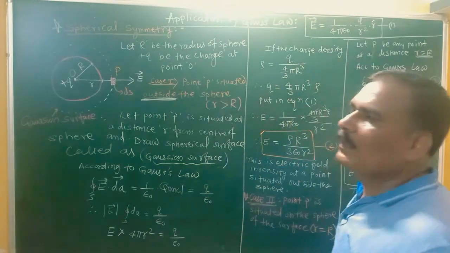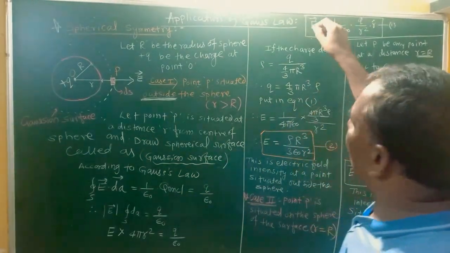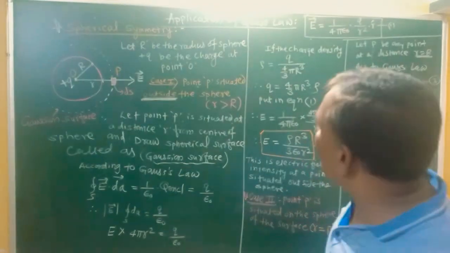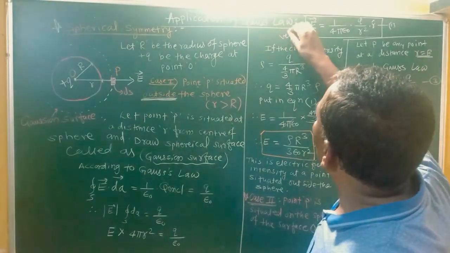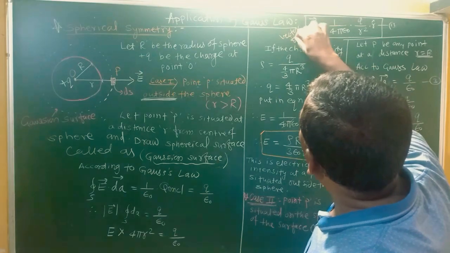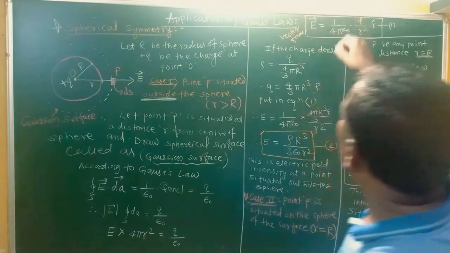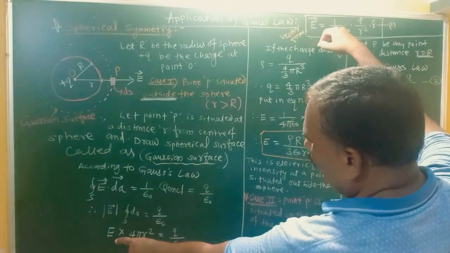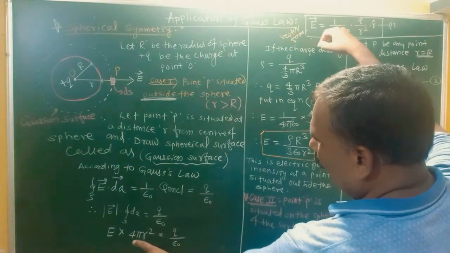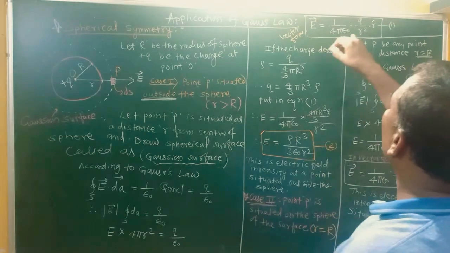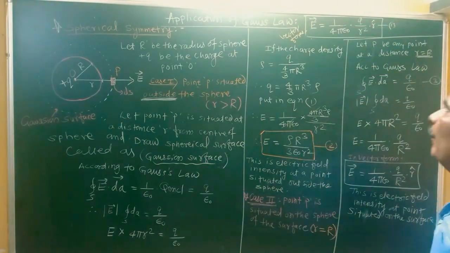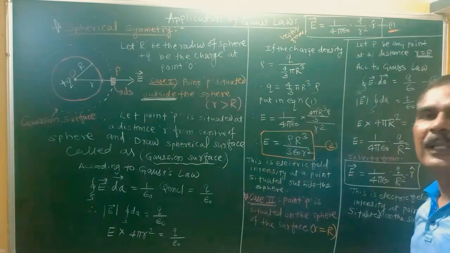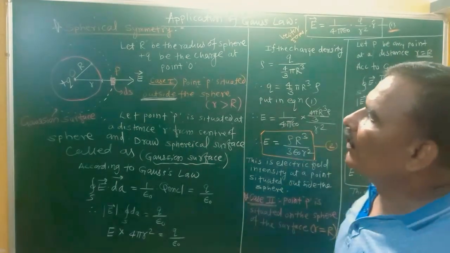Here we have to consider the vector form. In vector notation, E bar is equal to 1 upon 4 pi epsilon 0, Q upon r square, into r cap. This is equation number 1.